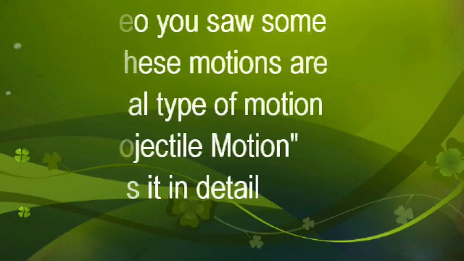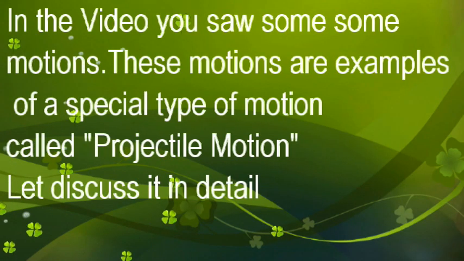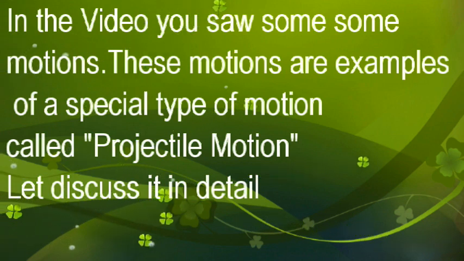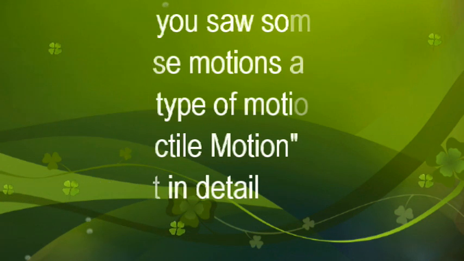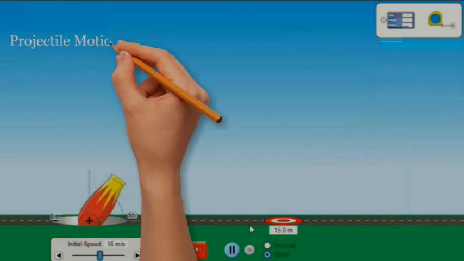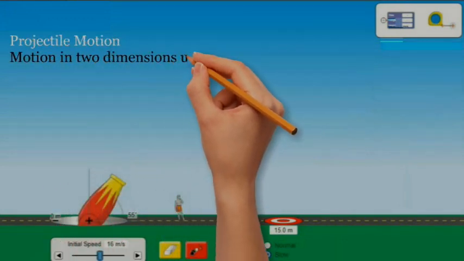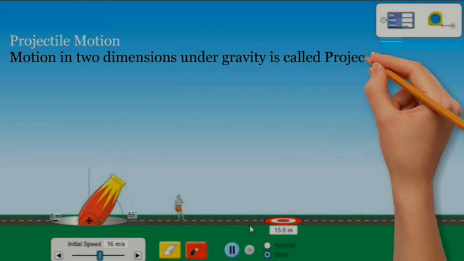In the video you saw some motions. These motions are examples of a special type of motion called projectile motion. Let's discuss it in detail. Projectile motion: motion in two dimensions under gravity is called projectile motion.